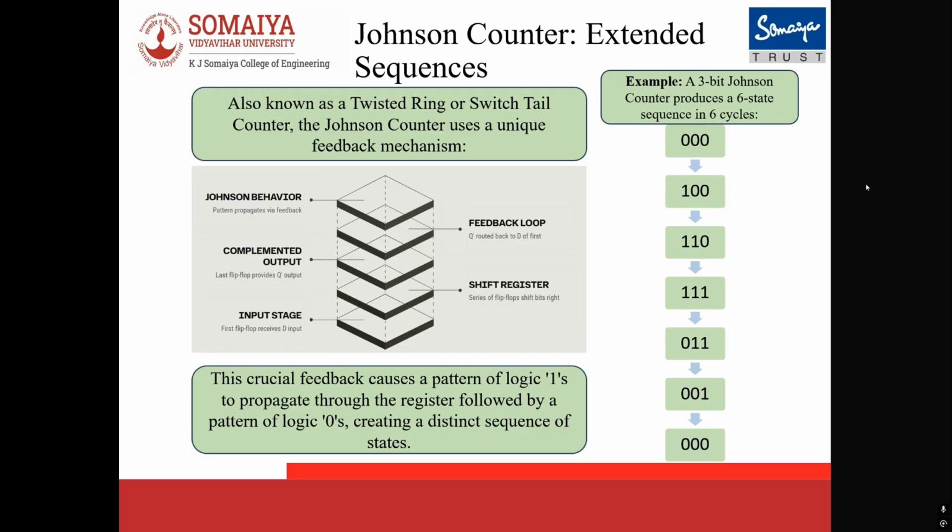So let us start with Johnson counter extended sequences. The Johnson counter, also known as a twisted ring or switch tail counter, modifies the feedback mechanism slightly. It feeds the inverted output of the last flip-flop back into the first.